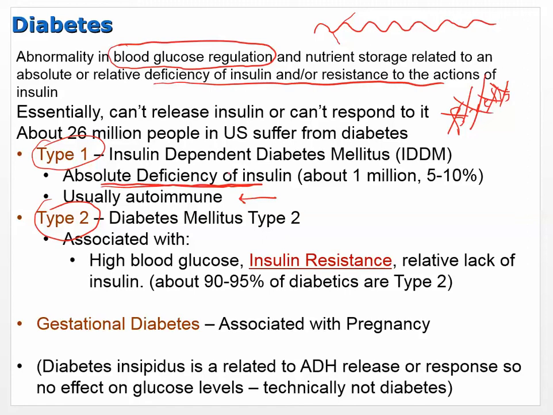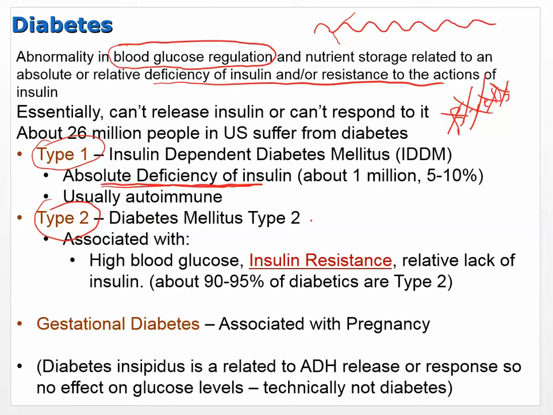That's type 1. So we call that insulin dependent, because if you're not making insulin, then you have to inject insulin. Okay? You can't eat it because it's a protein and your stomach would break it down, but you have to supplement your insulin. Type 2 is different.